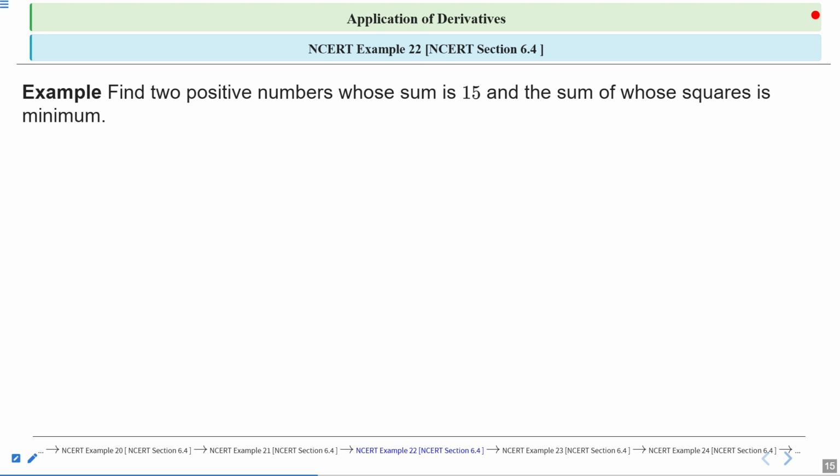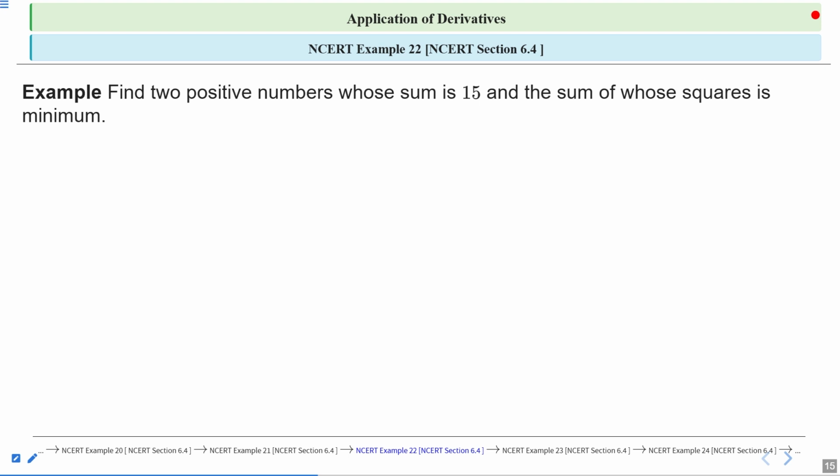The question is to find two positive numbers whose sum is 15 and the sum of whose squares is minimum. We will try to apply the maximum-minimum concept in this. Suppose the two positive numbers are x and y. So x plus y is 15, and you have to minimize x square plus y square.